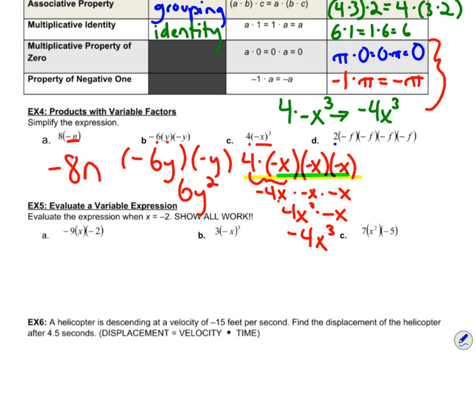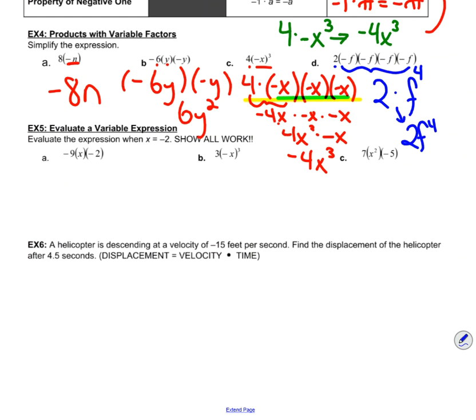So I have 2 times, and I have 4 of these negative f's being multiplied together. So 2 times, and I know I have 4 negatives being multiplied together. 4 is an even number. The end result is going to be positive. And f times f times f times f is f to the 4th. So 2 times f to the 4th, we're left with 2f to the 4th. Either way works. One saves time. One is a bit more algorithmic and makes sure that you have the right answer.